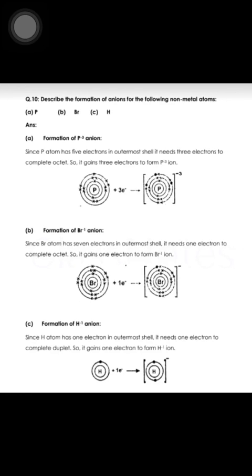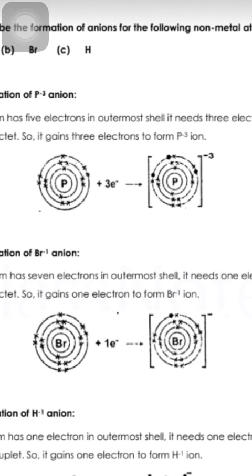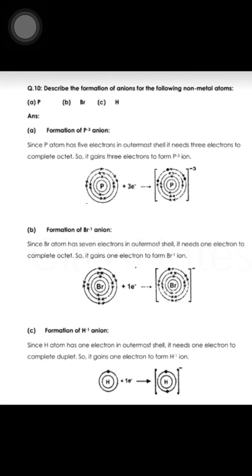In question number 10, we have to form anions. These are the simplest ones because these have only 3 or 4 shells. So when we are talking about phosphorus, phosphorus has 5 electrons in the outermost shell and it needs 3 electrons to complete its outermost shell. So phosphorus will gain 3 electrons and form an anion.